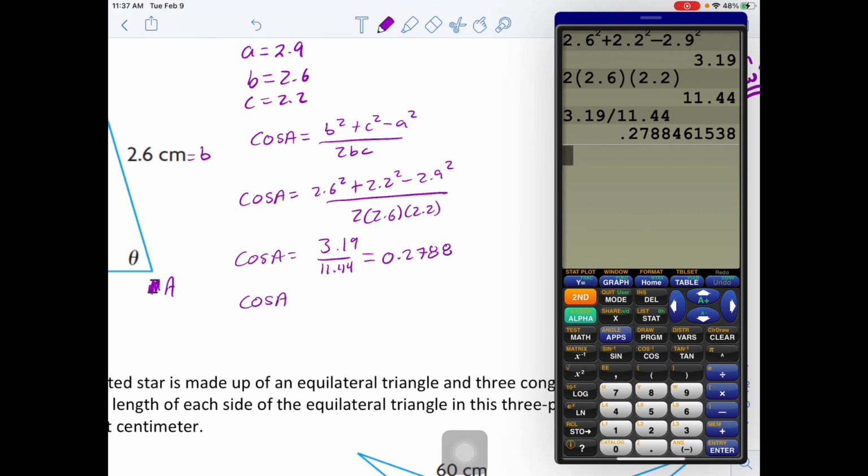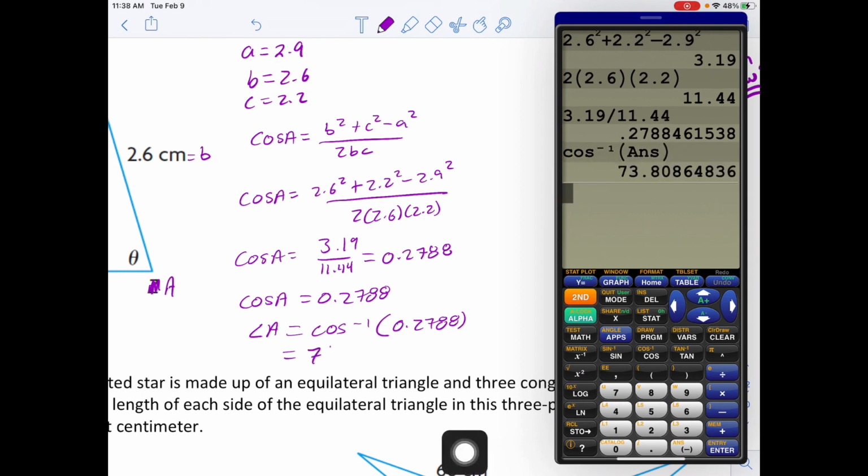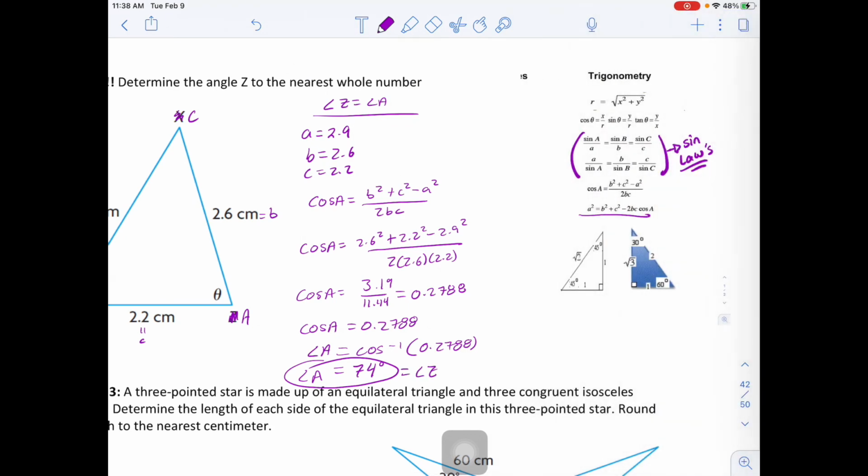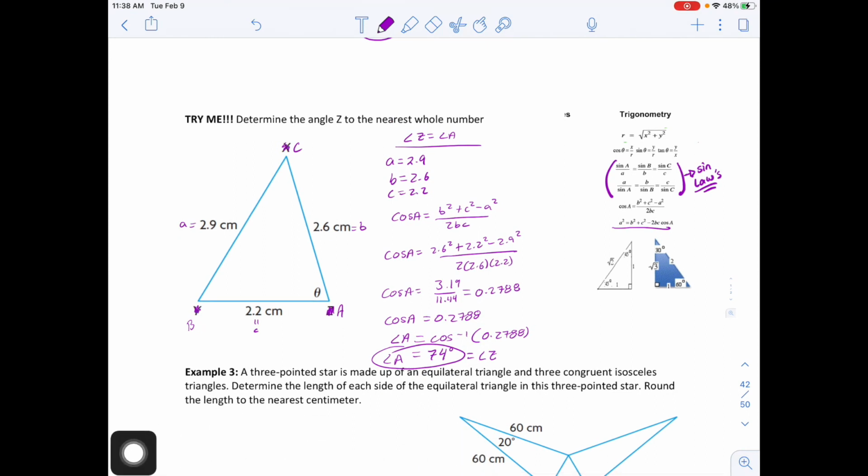Again, this is not your angle, this is your ratio, and we have to take the inverse of cosine to solve for the actual angle. So I'm going to do second cosine, second answer, and that will give me an angle of 74 degrees. And now we have found angle Z. So hopefully you're seeing that the cosine law is very powerful, and it can be quite easy to use as long as you set everything up nicely for yourself.